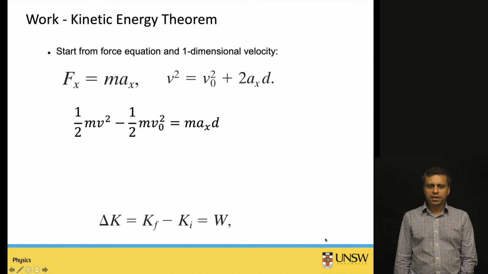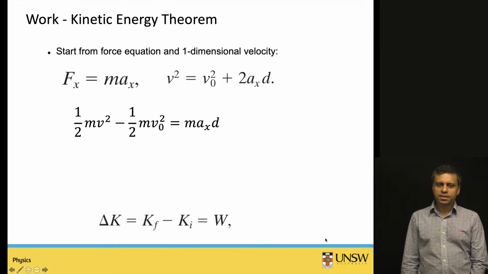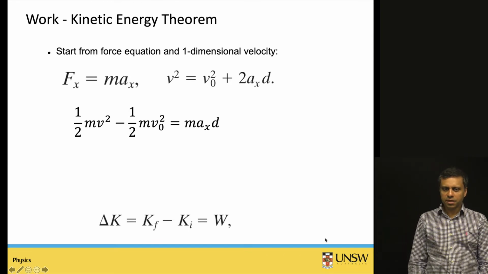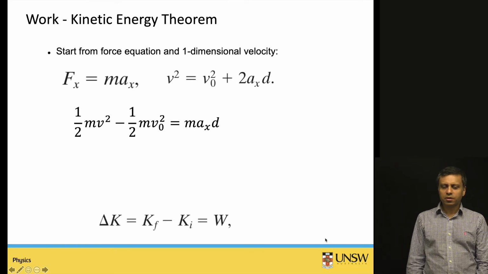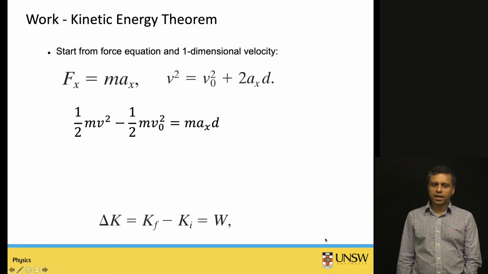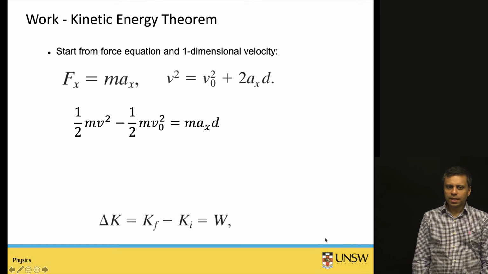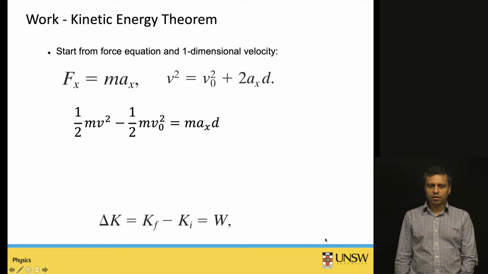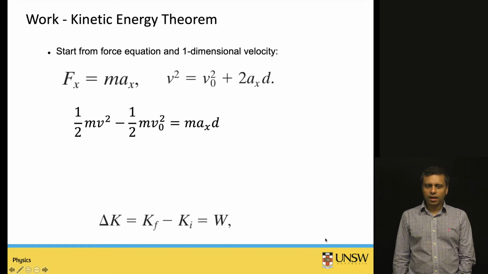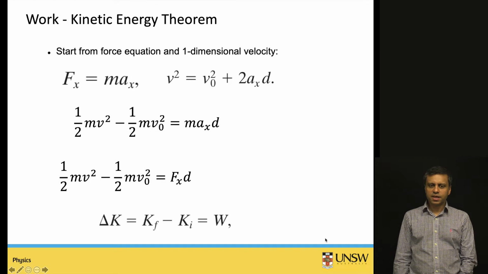And then if we multiply both sides of this equation by half m, we get half m v squared, and rearranging one of the terms, half m v squared minus half m v naught squared equals m times a_x times d. We can immediately see that m a_x is equal to F_x from Newton's second law. So we can substitute F_x for m a_x, and we have half m v squared minus half m v naught squared equals F_x times d.